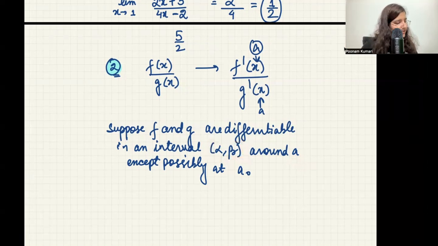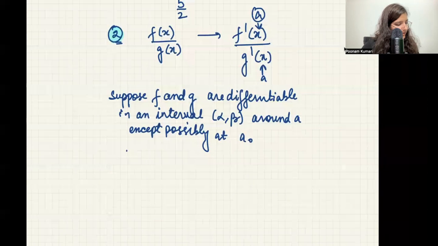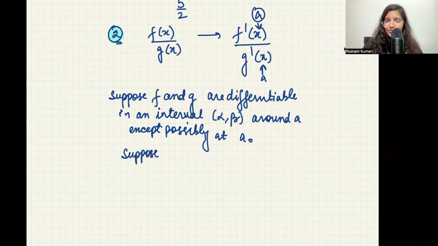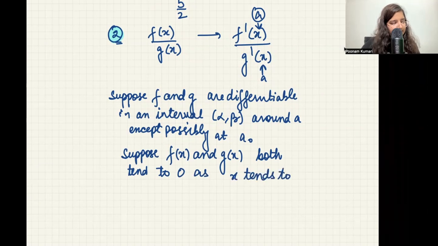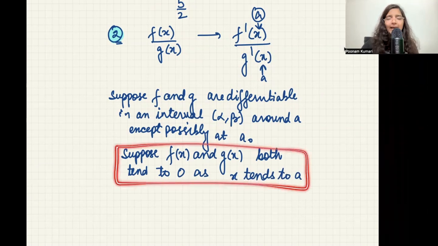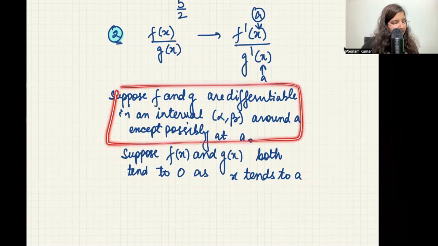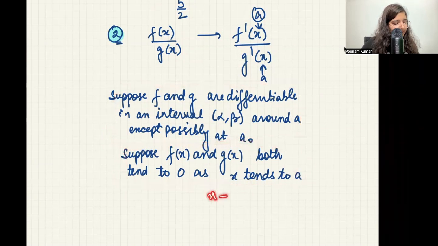Okay. If that is the case, then suppose we should be able to apply L'Hopital's rule. So what should happen? We should have a 0/0 form. Suppose f(x) and g(x) both tend to 0 as x tends to A. So this basically means you should be in a situation to apply L'Hopital's rule. Whenever x is tending to A, both your function values are tending to 0.